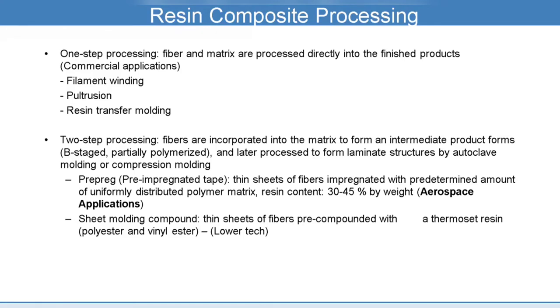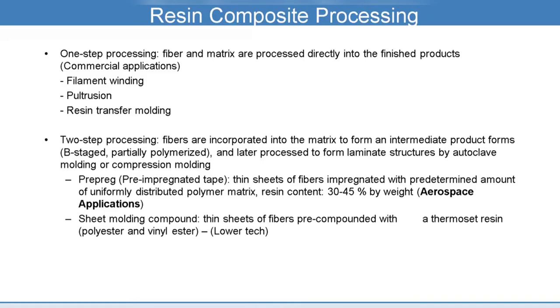In a one-step processing application, which is many commercial applications, the fiber and the matrix are usually processed directly into the finished product. Three examples of that, which I'll go into more detail on later, are filament winding, pultrusion, and resin transfer molding. I'll discuss those later on as we move through this course.